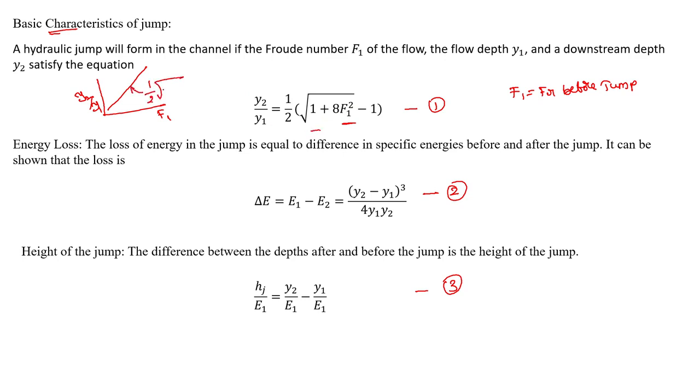y2 divided by y1 equals 1 by 2 times the square root of 1 plus 8 F1 squared, minus 1. This is the equation for this particular line, and it is the important equation. Similarly, one can write y1 divided by y2 equals 1 by 2 times the square root of 1 plus 8 F2 squared, minus 1. This is also possible. If you remember this equation, it is pretty simple to write the other equation.